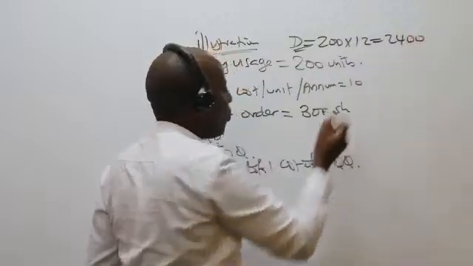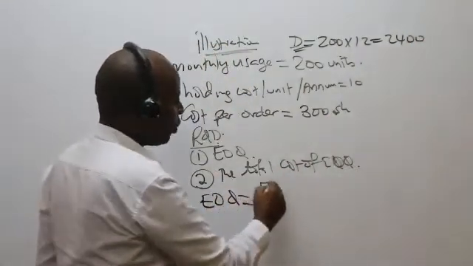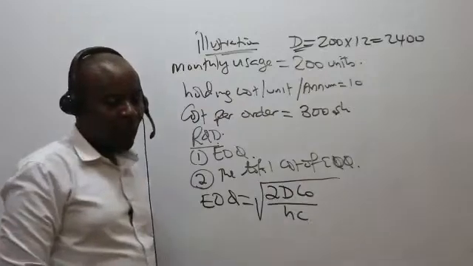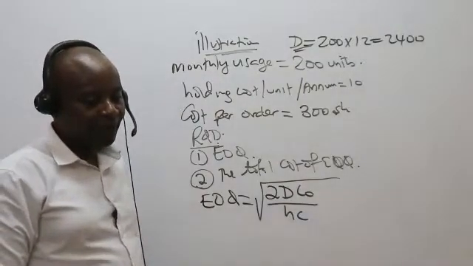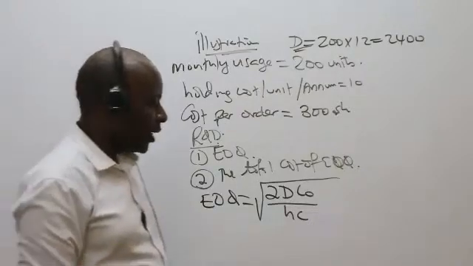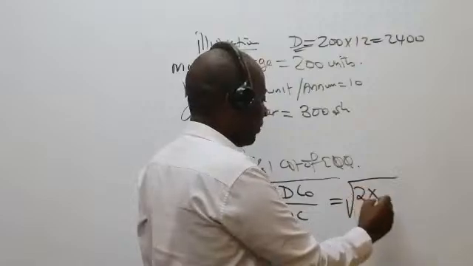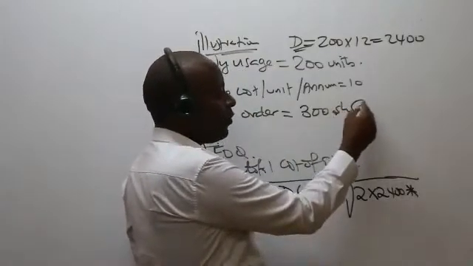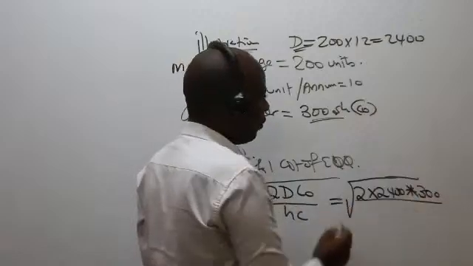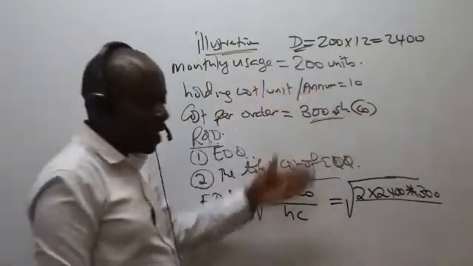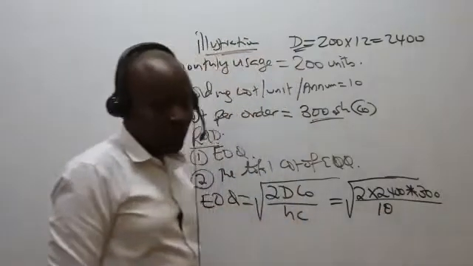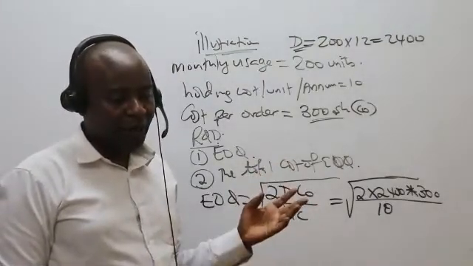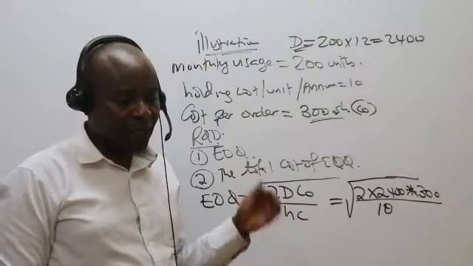Now, once I have this 2400, then to get my EOQ, I'll come and talk of the square root of 2 DCO over HC. So in this case here, we have the square root of 2 times annual demand, which you have given me as 2400, times cost per order. This is my CO. Every time we make an order, we incur 300 shillings, all over our HC, which happens to be 10. So could you kindly give me this answer? You say 2 times 2400 times 300 divided by 10, and then you say square root.